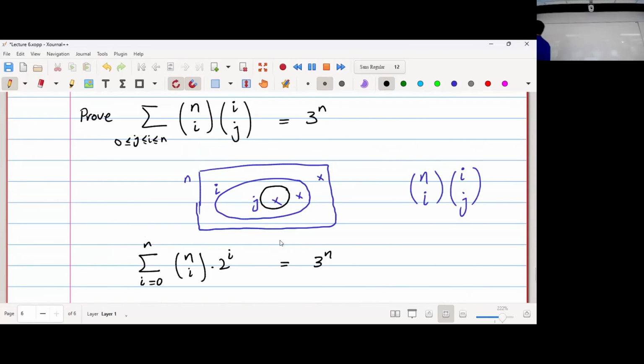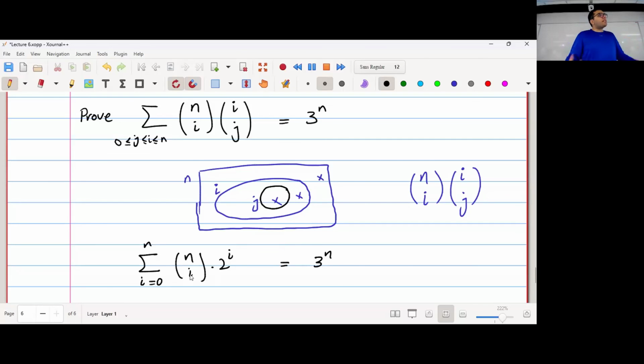Instead of doing a casework on the size of I and the size of J, I'm just going to do a casework on the size of the first set, right? So I'm going to say the number of people who get A in this course is either 0, hopefully not, or 1, or 2, or n. If the number of people who get A is I, I have n choose I ways of choosing who are the people who are getting A.